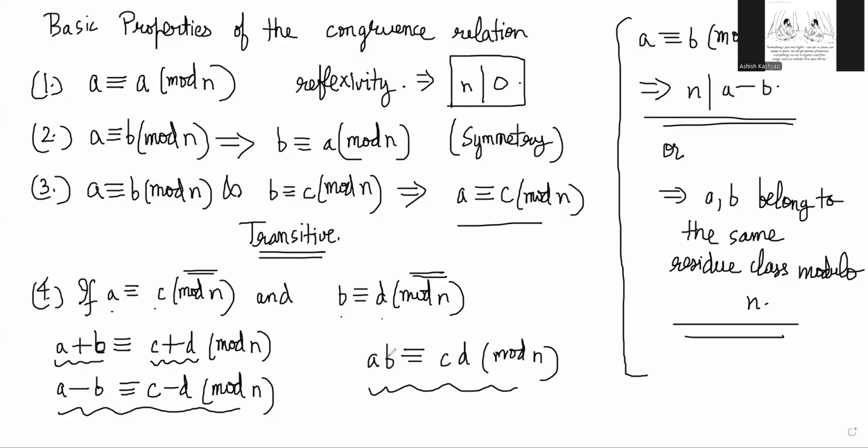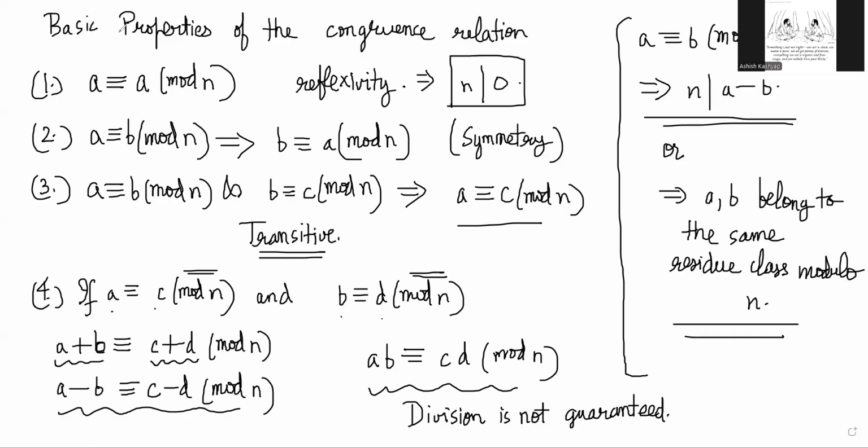Okay. Notice that division has not been mentioned because division is not necessarily true. You cannot guarantee that A by B is congruent to C by D. So that is not there. So remember that division is not true necessarily. Sometimes it might happen, but it's not guaranteed.